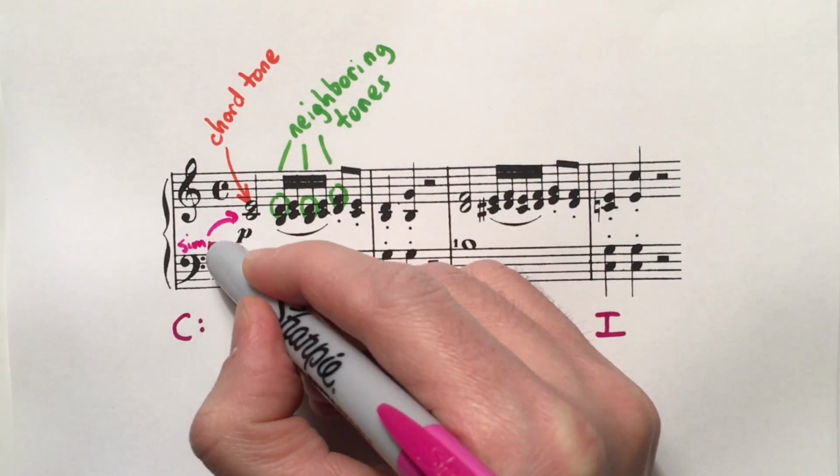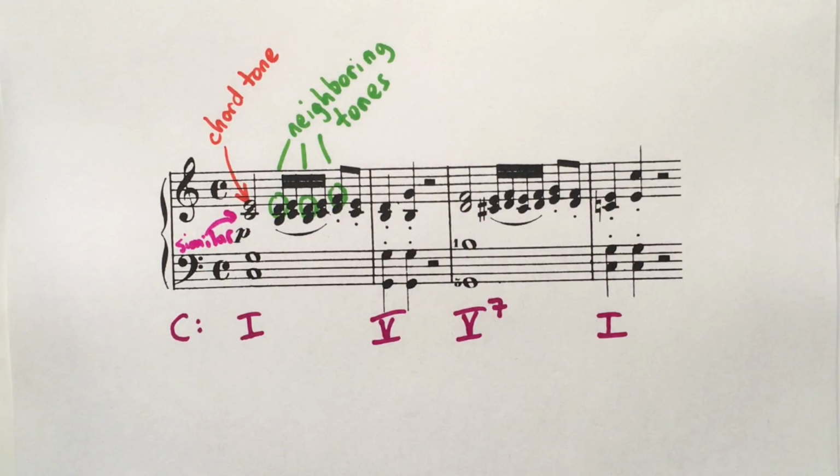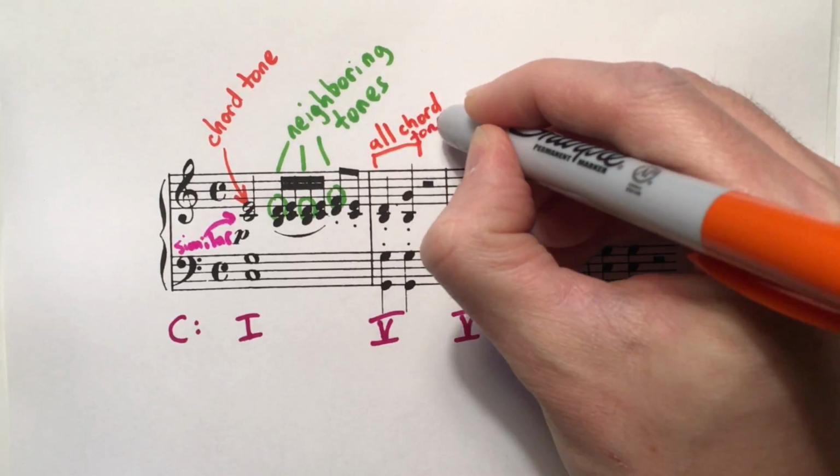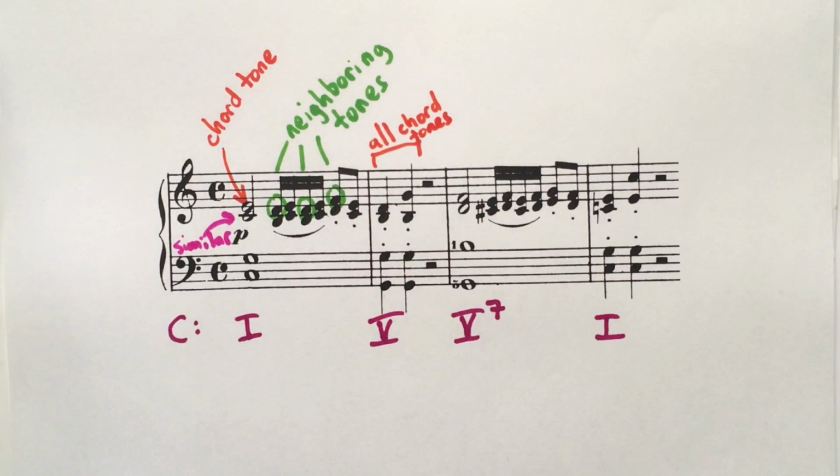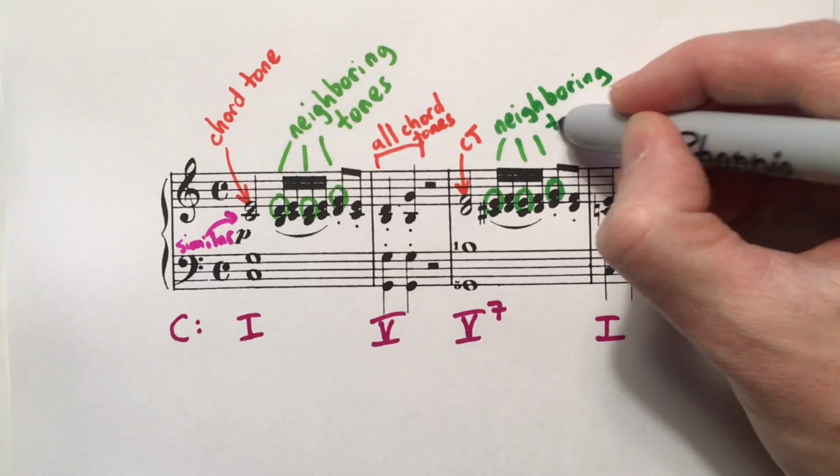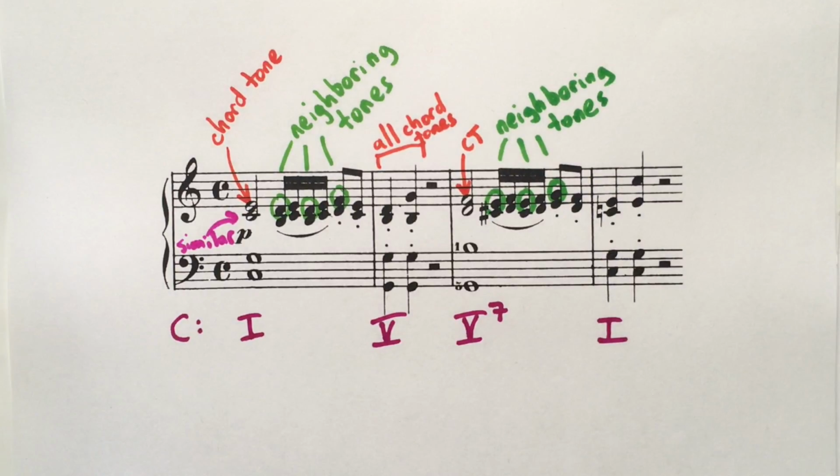The alto line has a similar neighboring tone figure decorating the chord tone C. In measure 2, all notes are chord tones of the G major chord. In measure 3, the chord changes to a G dominant seventh chord, so F is a chord tone and E and G are neighboring tones. Well, actually the G is technically a chord tone, but here it acts just like a neighboring tone, given that this measure is basically the same as measure 1.